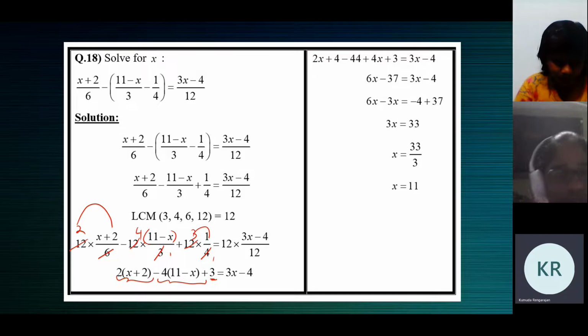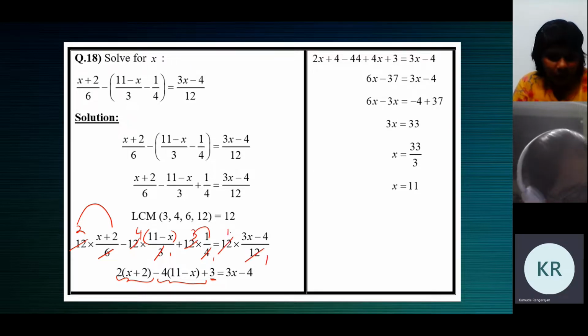Please look at your screen. Is equal to 12, and 12 gets cancelled. 12 ones are 12, so 3x minus 4 as it is. Is this understood?